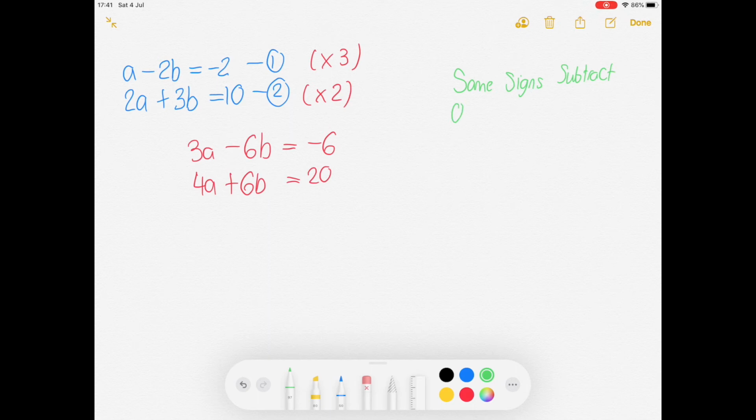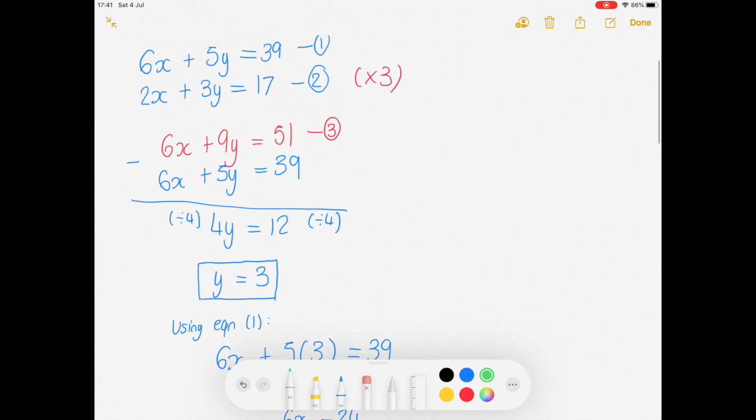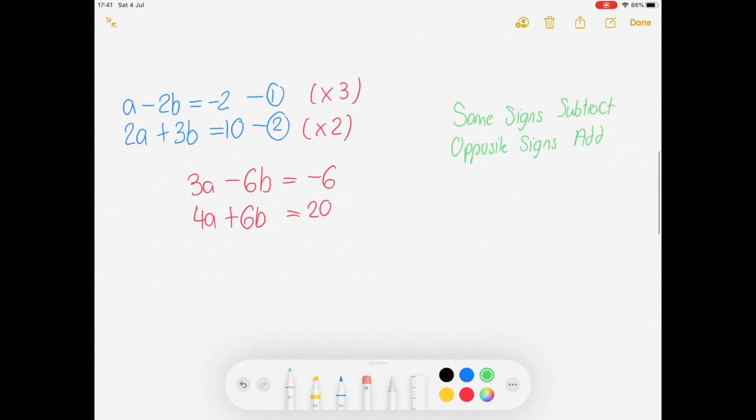And then opposite signs, add. Okay, so if I bring you back up to the question that we just completed, could you see that we had the same signs here? We had 6x and 6x. That's why I subtracted. Looking at this one, I've got minus 6b plus 6b. These are opposite signs. I need to add.